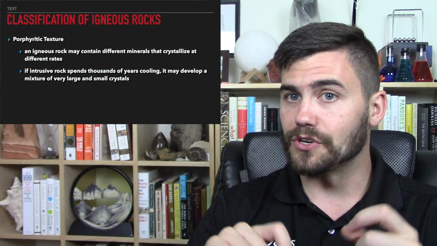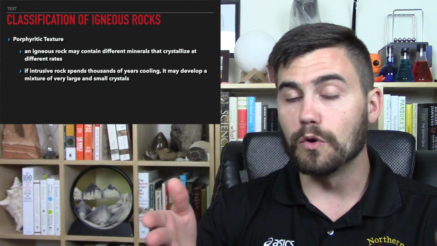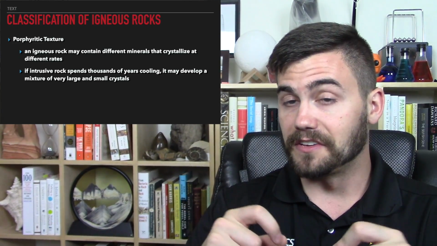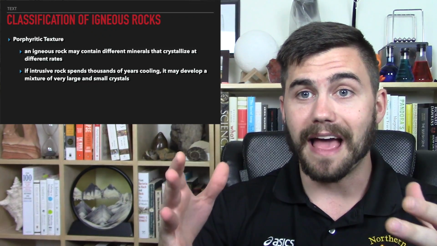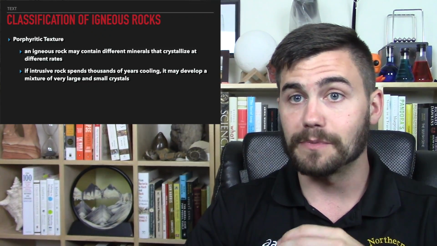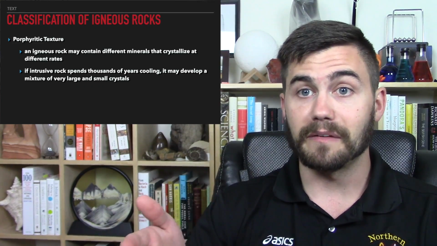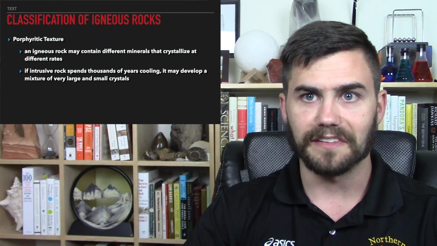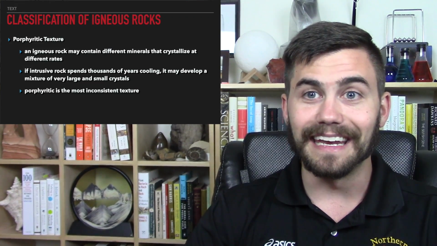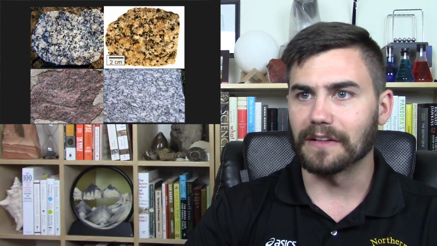And at that temperature, other minerals, whose raw ingredients are always there but can't start crystallizing until the temperature cools down. So as the rock continues to cool, those minerals that crystallize at higher temperature have a big head start. And so they've been growing and crystallizing for centuries ahead of the other ones. So porphyritic igneous rocks have an inconsistent texture. And I'll show you what that looks like.